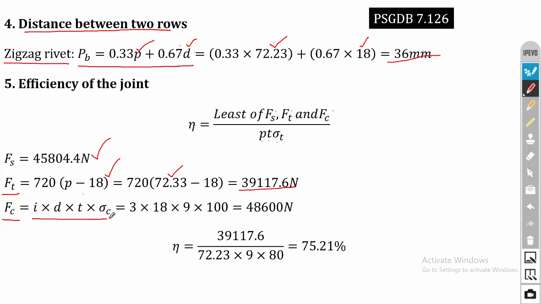Fc is equal to I d t into sigma c. So all these equations are there in data book page number 7.124, 125 and 126. Okay, so you can refer to the 3 pages, you will find all the equations. So here I is the number of rivets, it is 3. Then D is the diameter of the rivet, we have calculated it as 18. Then T is the thickness of the plate, it is 9 mm, and sigma C is the compressive stress, it is given in the problem, it is 100 mm.